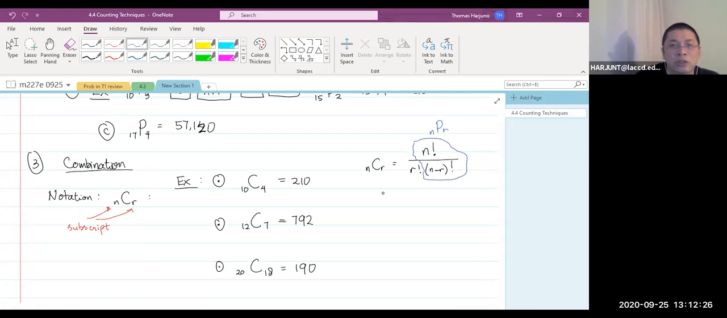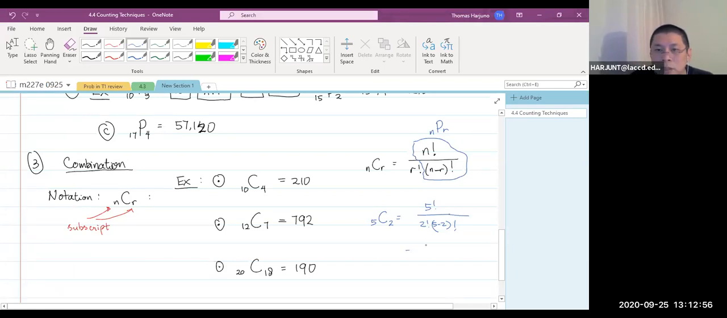Now, in case you are interested to learn to do it by hand manually, especially when the number is small, like n choose 2, n choose 3, n choose 1, n choose 0. Let's say I have 5C2. What does it mean? This means 5 factorial over 2 factorial times 5 minus 2 factorial. That's 5 times 4 times 3 times 2 times 1 over 2 times 1, times 3 factorial, 3 times 2 times 1. Now, just like what you saw in permutation, this part here cancels, right?